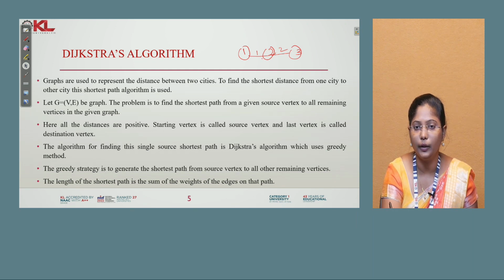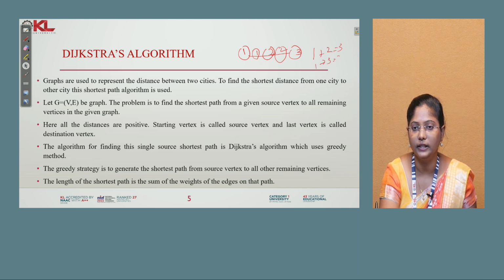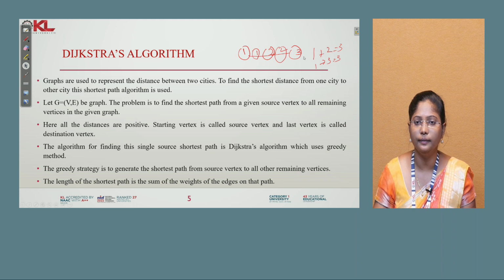So within that we don't know the direct path, so by using these two, the weights of the edges on that path we need to add. So 1 plus 2 equals 3. So the distance from 1 to 3 is 3, okay.